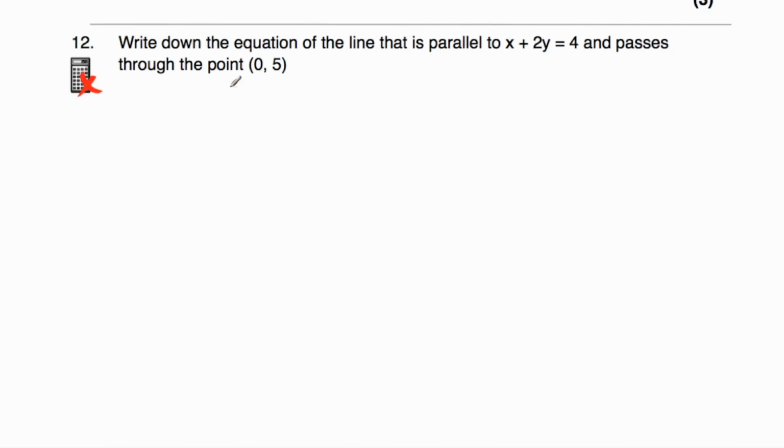Okay, question 12. So question 12 says, write down the equation of a line that is parallel to x plus 2y equals 4 and that passes through the point (0, 5).